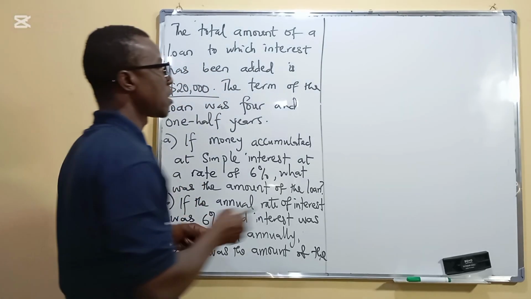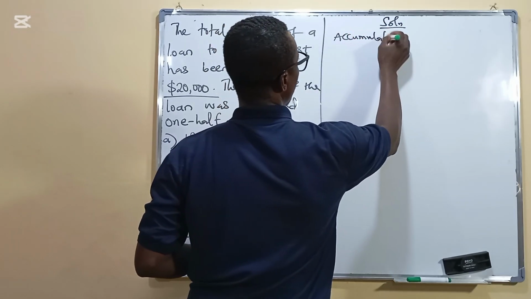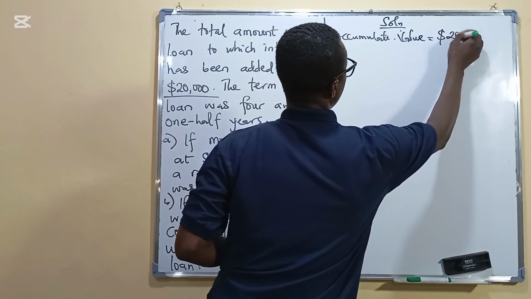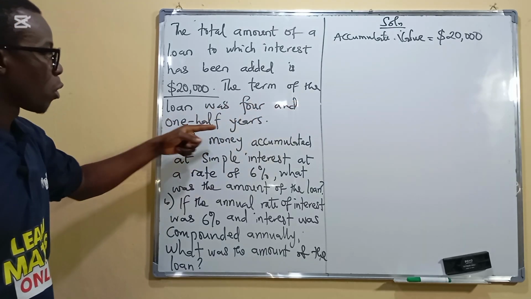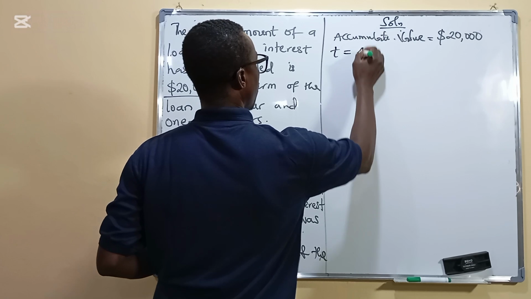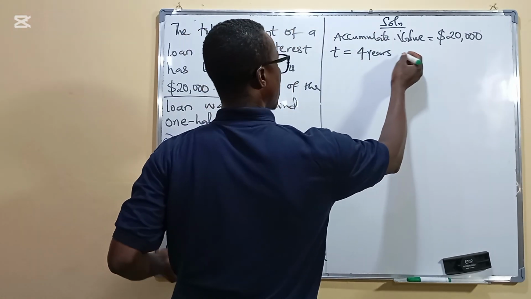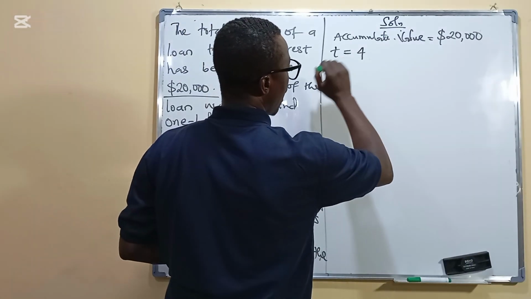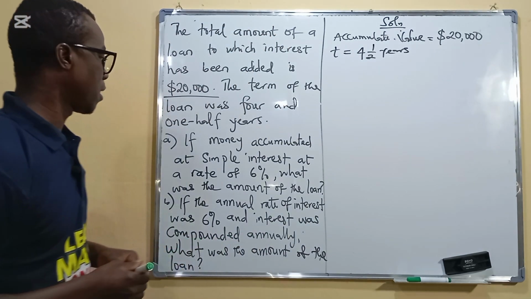So this is the accumulated value. So I'm going to put this, the accumulated value, which is 20,000 US dollars. So now the term of the loan was 4.5 years. So you can see that the T is 4 years, and I'm going to say yes, 6 months, which of course I can either write as 4 years, 6 months, or I can just write it as 4.5 years, as is written exactly in the question.